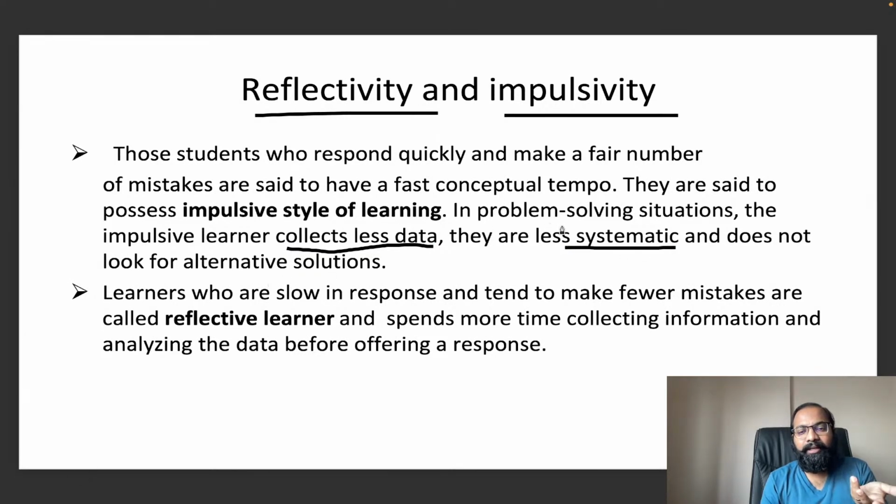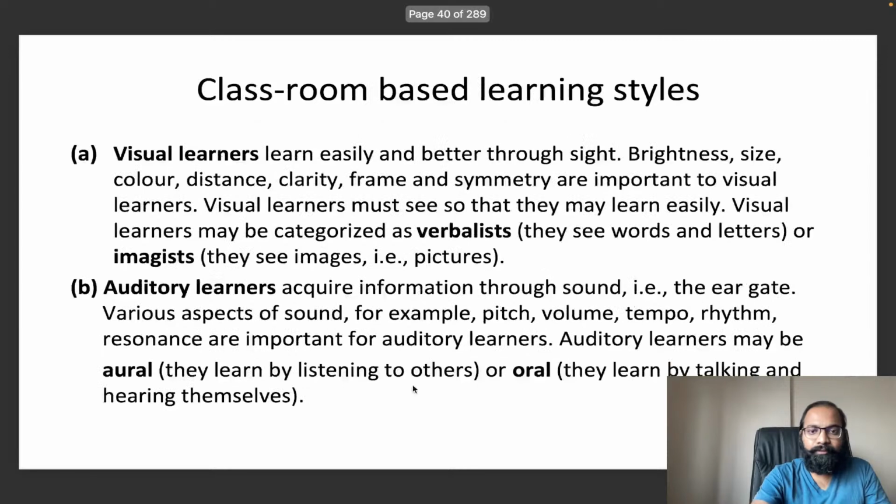Okay, less systematic, and they don't look for alternative solutions. For each and every question, there might be four to five solutions. Out of the four to five, we have to give one perfect, optimized answer. But in the case of a reflective learner, they understand the question, collect the data in the question, consider the different alternative solutions, and then answer, analyzing the data. So that is one of the learner's characteristics. Okay, I hope that you guys understood.